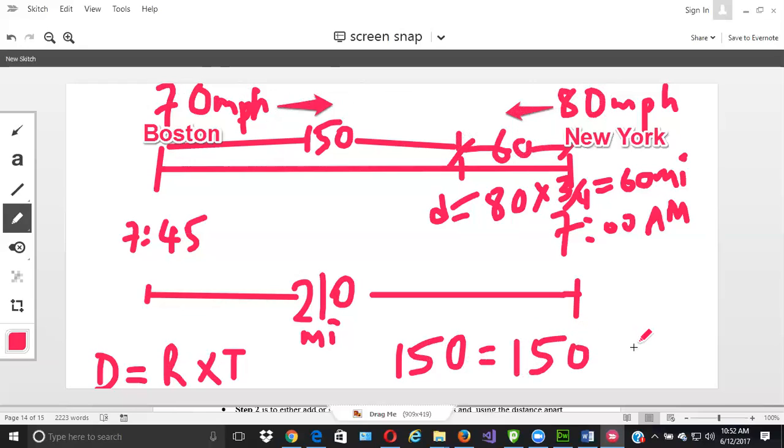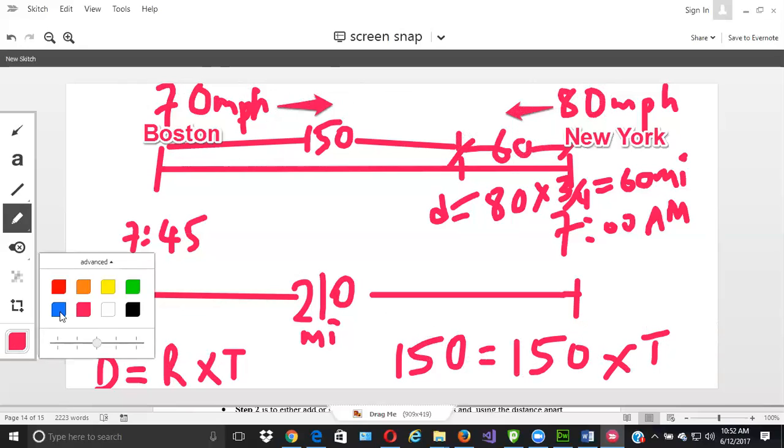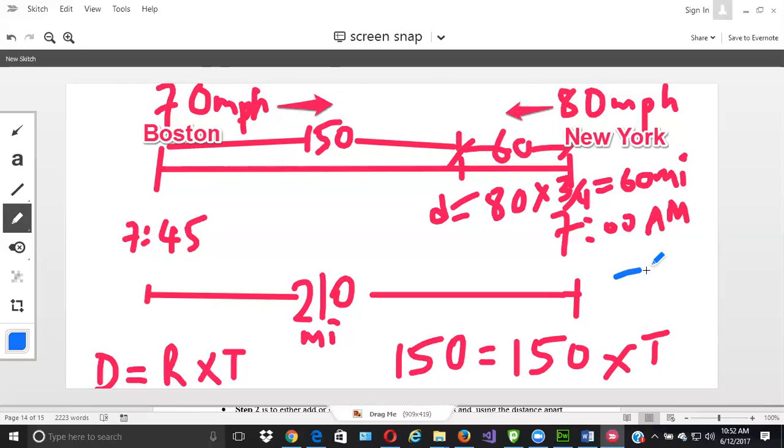And then the time actually is what we're looking for. So based on this, we can say that it would take 1 hour for the two trains to cover the distance of 150 miles. So 1 hour is the time. And so if the two trains at 7:45 a.m. are traveling at a combined speed of 150 miles per hour toward each other, they would cover that distance of 150 miles in 1 hour.